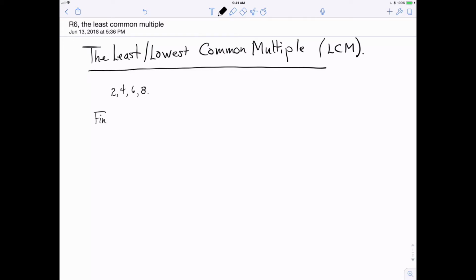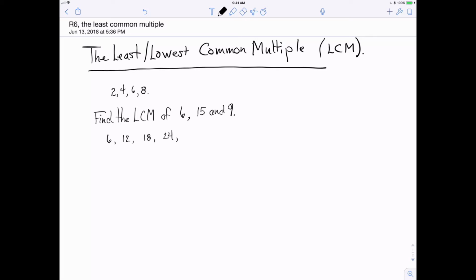Find the LCM of 6, 15, and 9. So if I was to count by sixes, I would start with 6, and I have 12, and then 18, 24, and I'm not sure how far to go, so let me stop there for a bit.